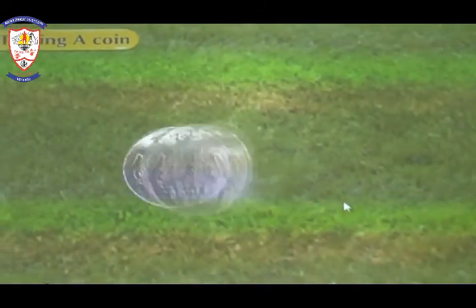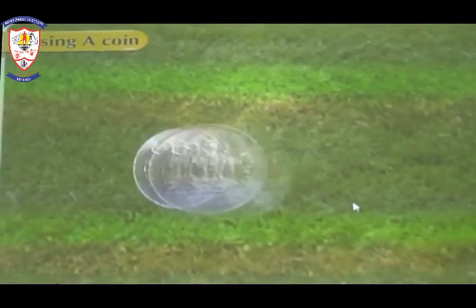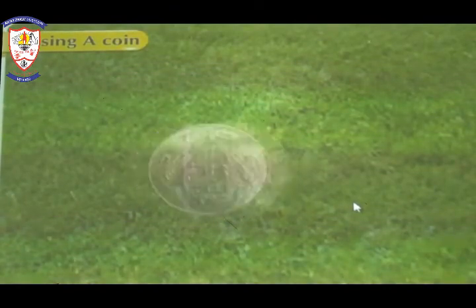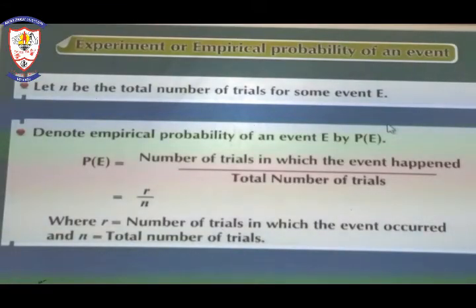Now students, the first example of an experimental approach is tossing a coin. The next example is playing with playing cards. The next example is throwing a die. Now students, experimental or empirical probability of an event.